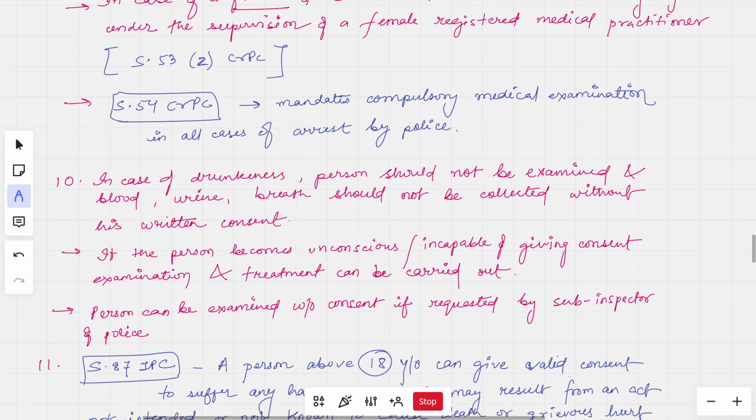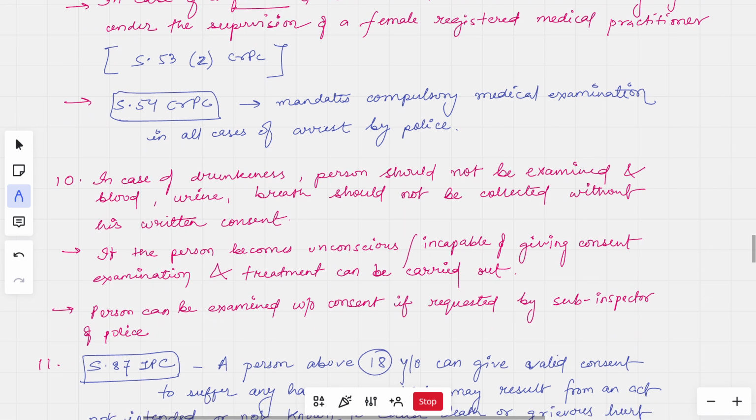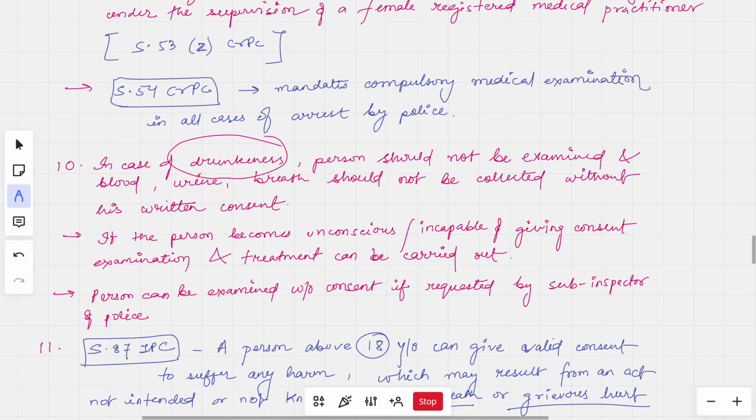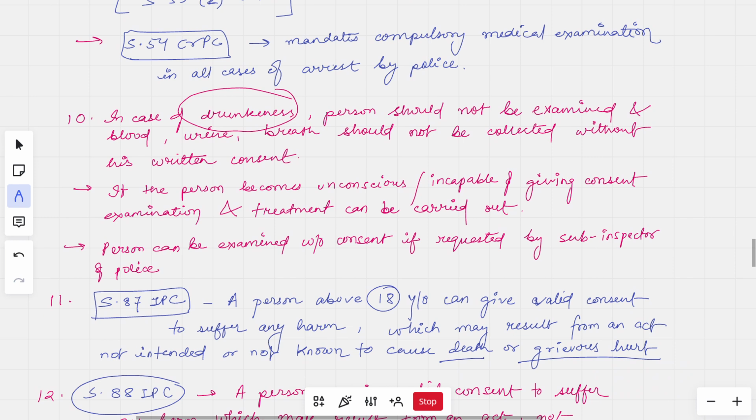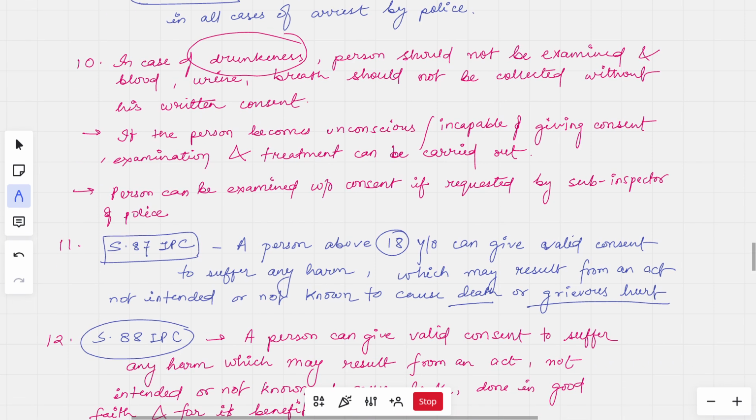Then in point number 10, we have in case of drunkenness. In case of drunkenness, person should not be examined and blood, urine, breath should not be collected without his written consent. So in case of drunkenness, all these things should be taken into consideration. If the person becomes unconscious or incapable of giving consent, examination and treatment can be carried out. So it is a self-explainable point. Person can be examined without consent if requested by sub-inspector of police.